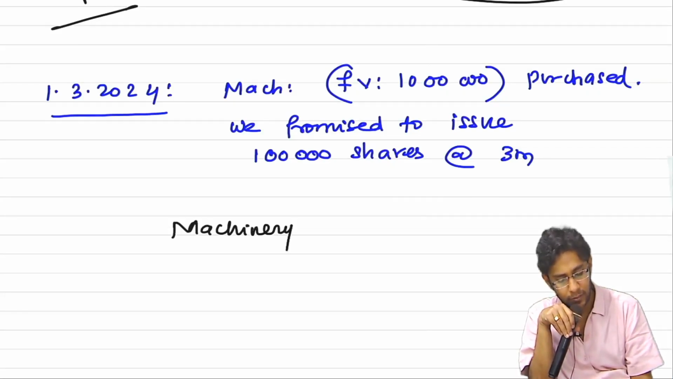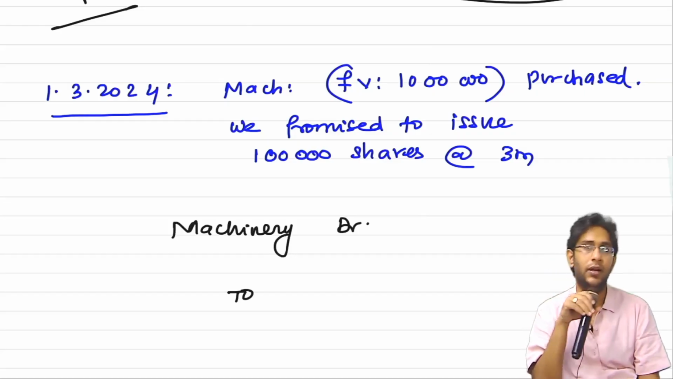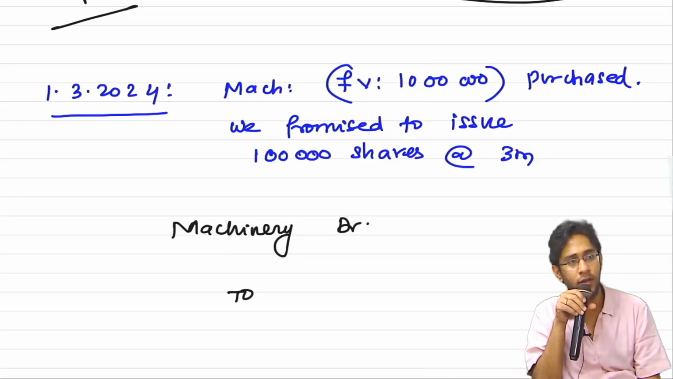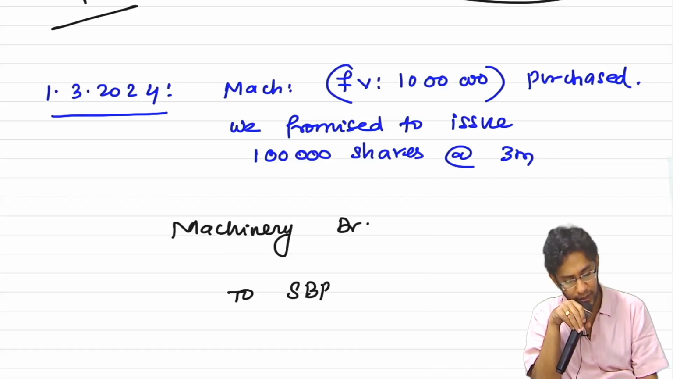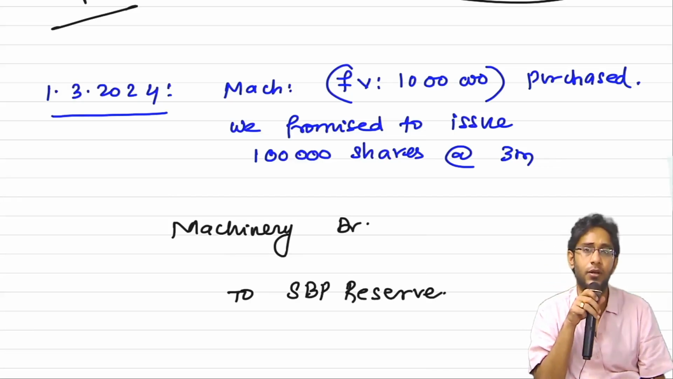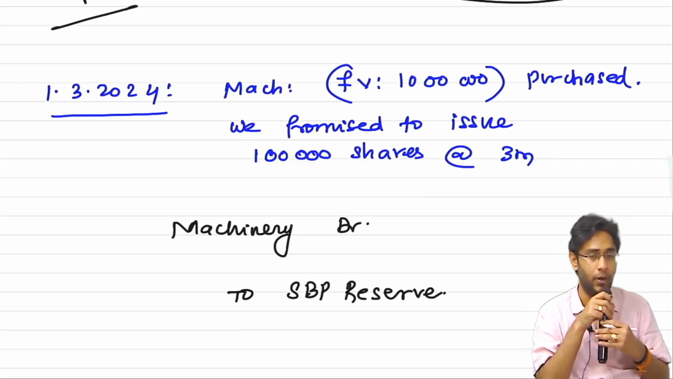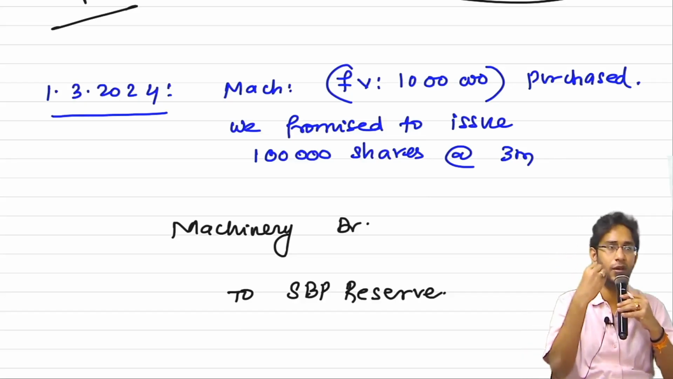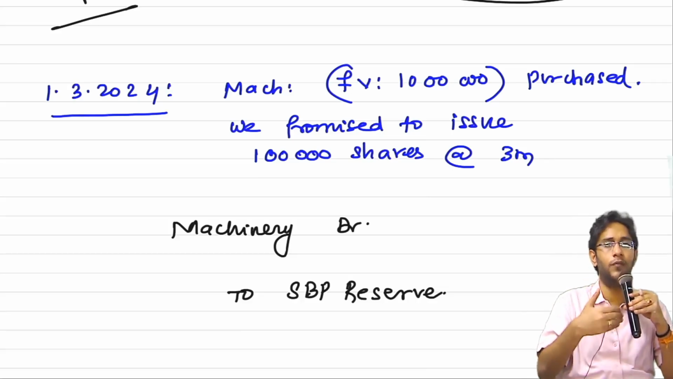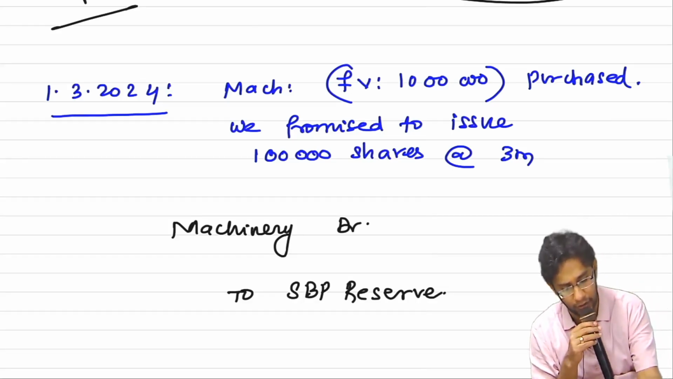Since the machinery is obtained and ready for use within our control, I can debit machinery. Did I issue shares? Going to issue shares. Therefore, you have to create a share based payment reserve. Next question. The amount should be recorded at what value? You have two possibilities. Number one, the fair value of the machinery acquired, or the fair value of the shares you promised to issue. Two are there.